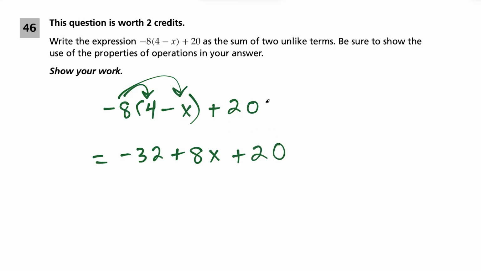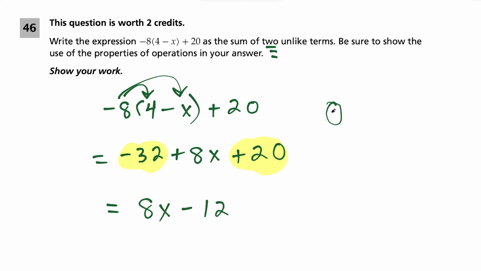And now we need to express the expression here as the sum of two unlike terms. So right now we have 3 terms. We need to narrow this down to 2 terms. So we're going to combine like terms. We're going to add these integers here. So in our final answer, we're going to have 8x. And then if we do negative 32 plus 20, that's going to give us negative 12.